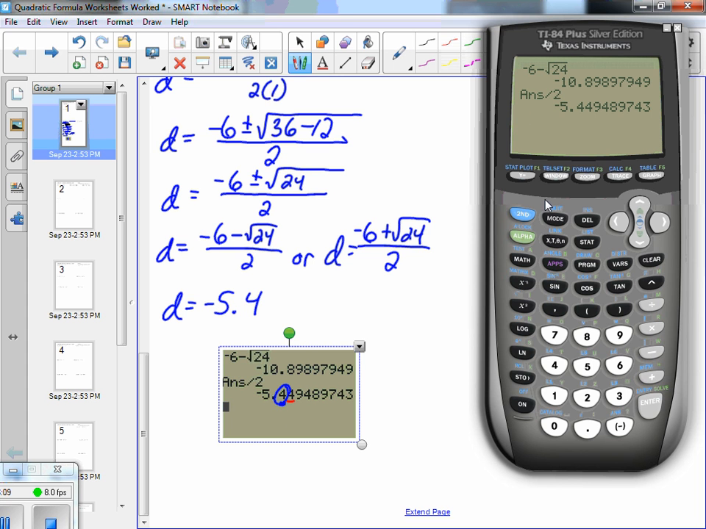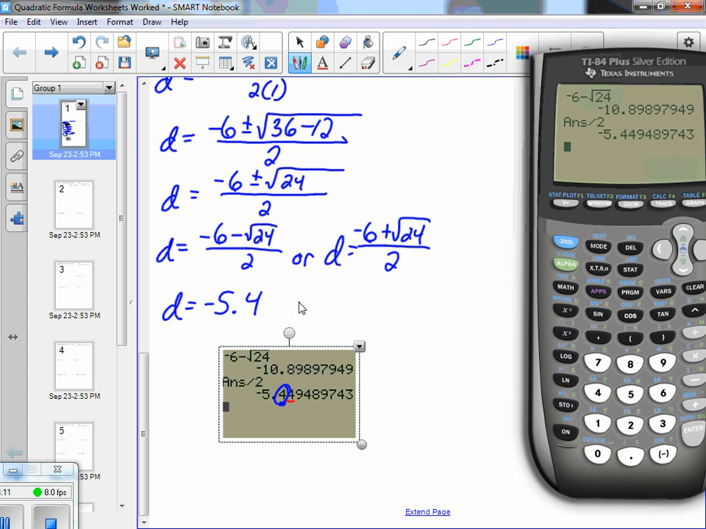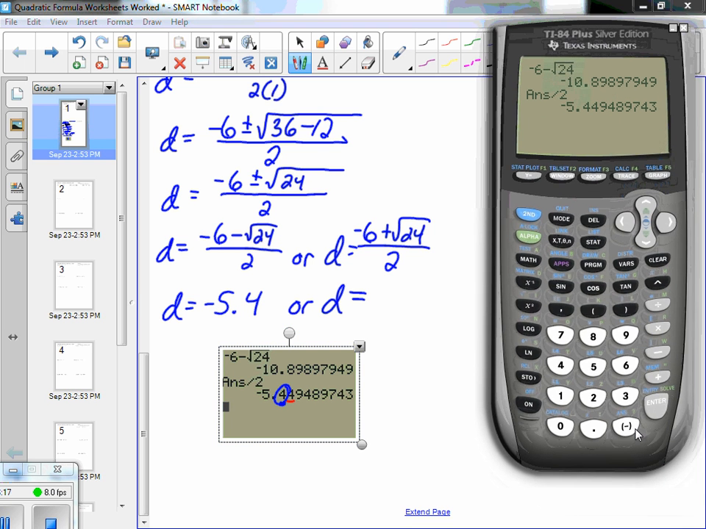And then let's figure out what our other solution is. 4D equals, so type this along with me on your calculator. You got to be able to use your calculator and get the right answer. -6 plus the square root of 24, and then divided by 2.